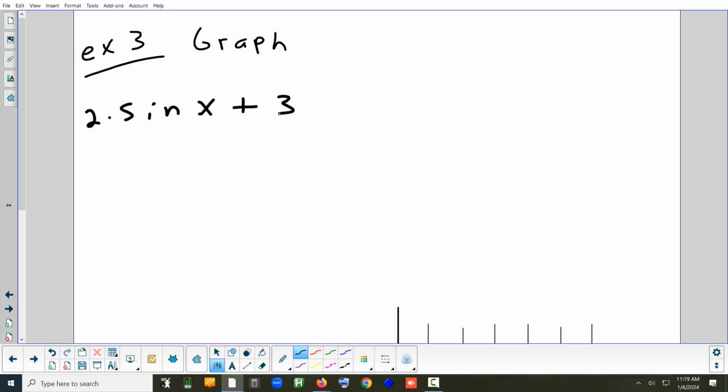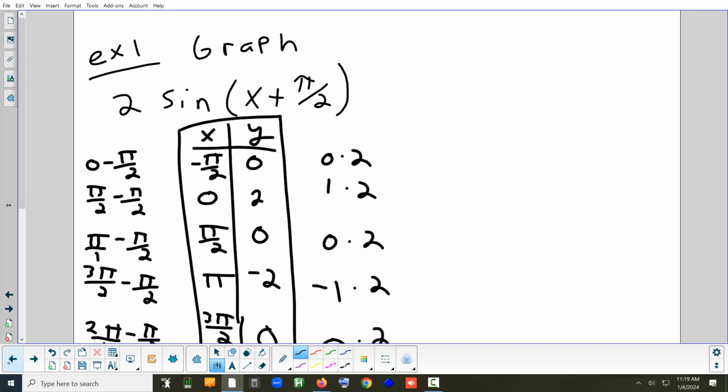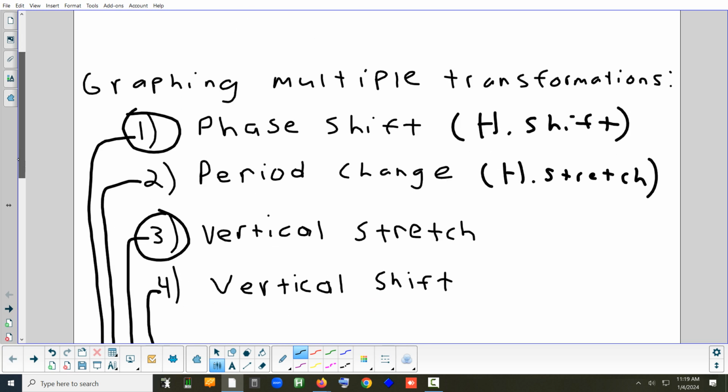If you're still not sure why it matters, think of a number in your head. Double it and add 3. Now do it the other way. Add 3 and double it, it doesn't always come out the same. So we have to do the doubling and the adding 3 in the right order. So we're going to do the vertical stretch first, and then the shift.